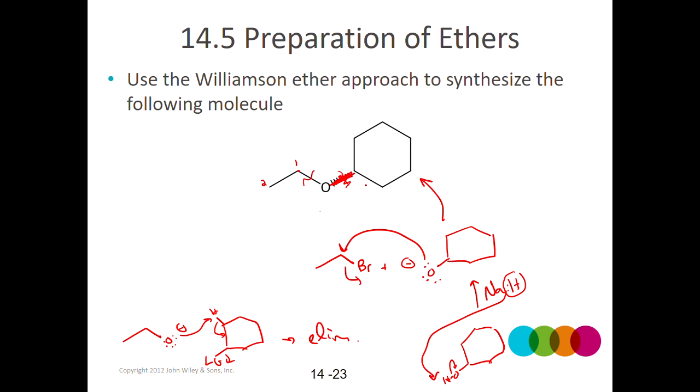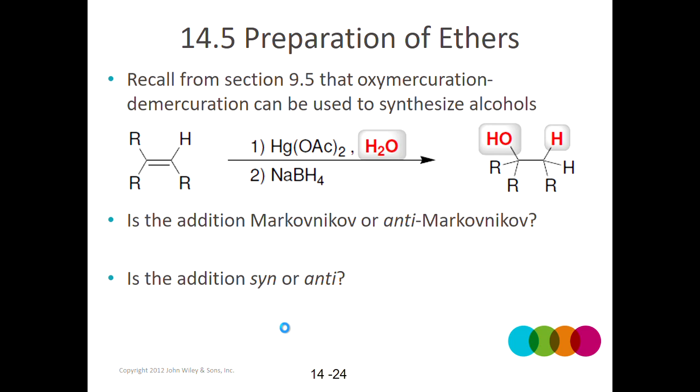So if you have an ether that's got two different R groups, you definitely want the less sterically hindered R group to be the one that the oxygen attacks to avoid the elimination side product. All right, a couple other ways to make an ether.